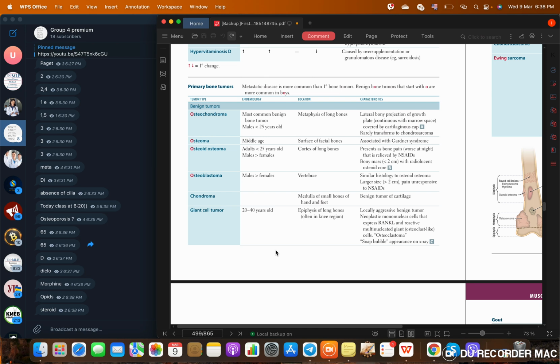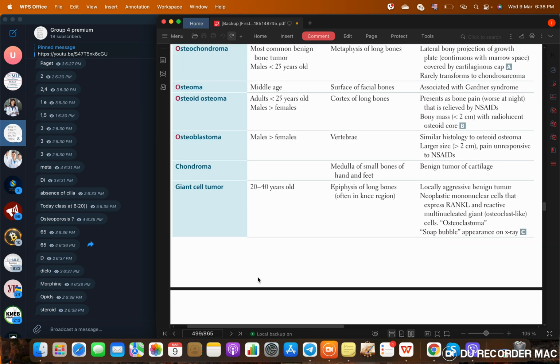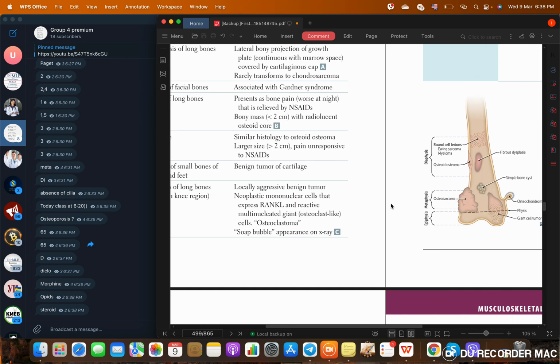The next thing they write, chondroma. Chondroma can affect the medulla of the small bones of the hand and the feet. What does the word chondro mean? The word chondro actually means cartilage. So they say chondroma: medulla of the small bones of the hand and the feet, benign tumor of the cartilage. Good. So giant cell tumor is between 20 to 40 years old, and it's going to affect the epiphysis of the bone.